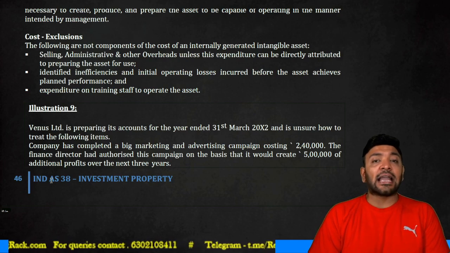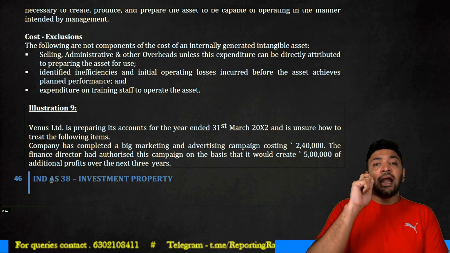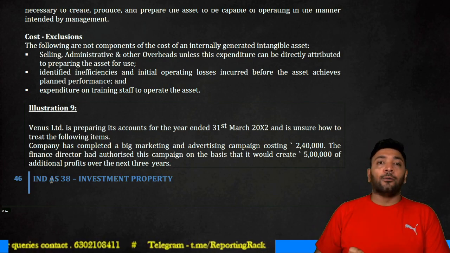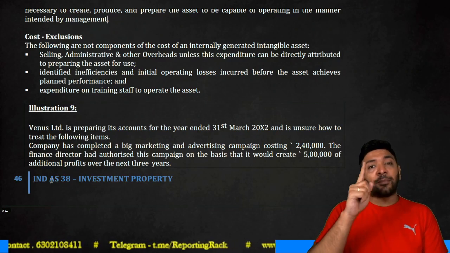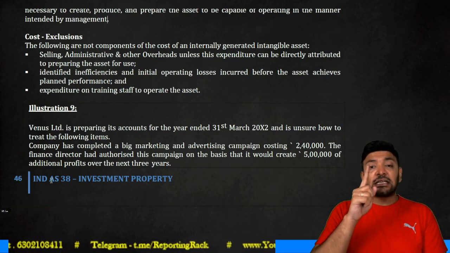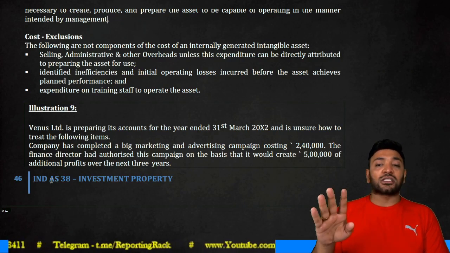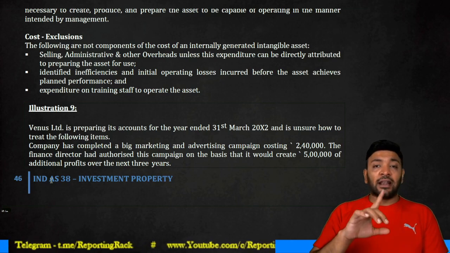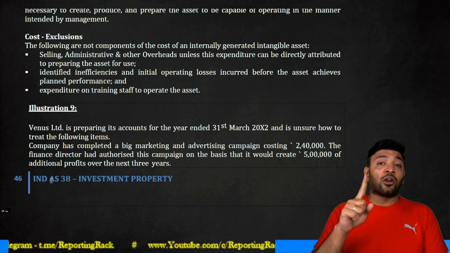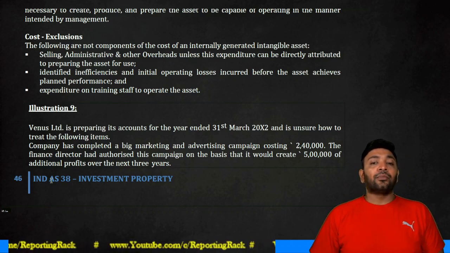Marketing and advertisement campaign of 2,40,000, eligible to be capitalized as per the books of accounts ending on 31st March or no? Answer is no, because advertisement campaign is not separately identifiable. Since it cannot be identified as a separate asset, you cannot capitalize this cost of 2,40,000. This 2,40,000 should be charged off to P&L. Future economic benefits are also not probable to arise from these advertisement campaigns.